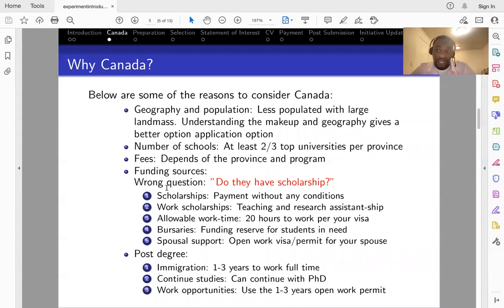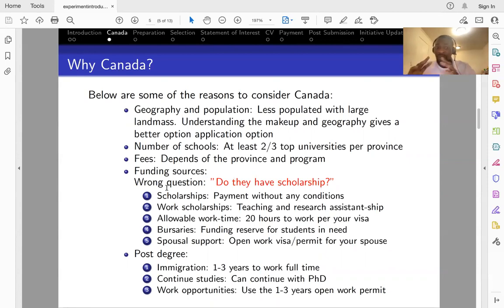Then again, when they give you the 1 year to work and you are done with the 1 year, or within the course of the 1 year, there are other immigration policies here. You can apply to what we call the PR or citizenship. So that's another avenue that you might want to explore.